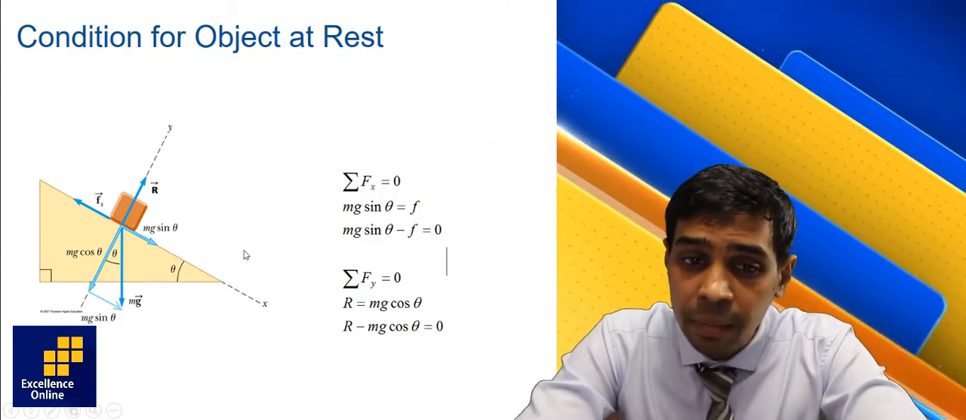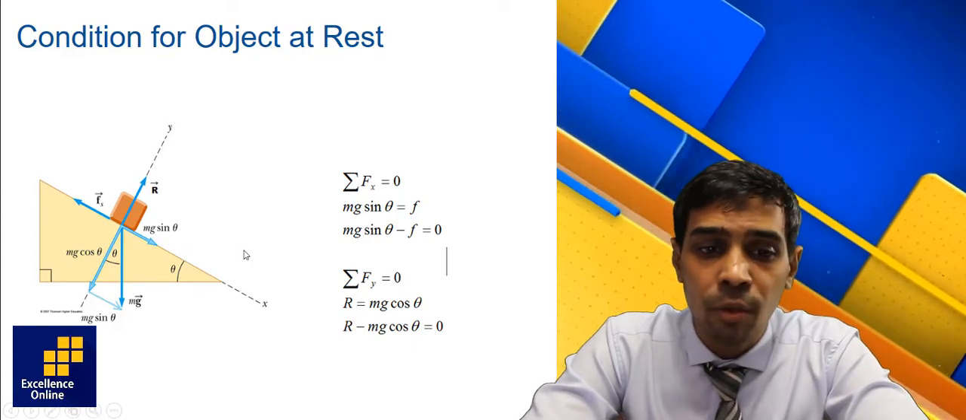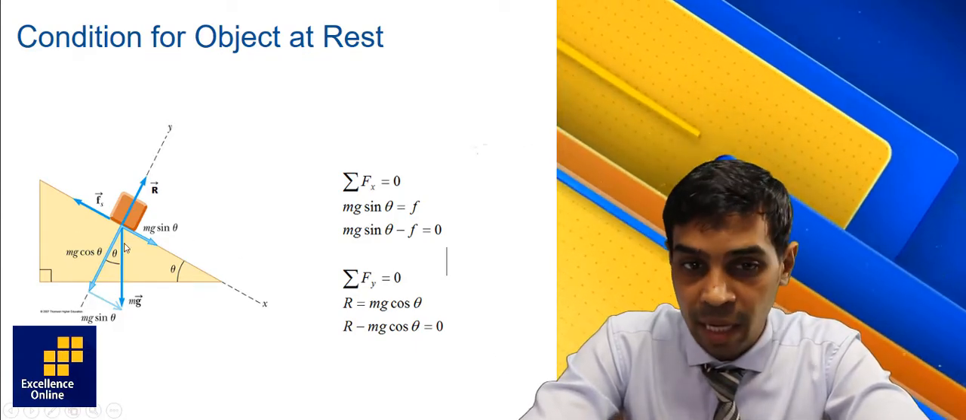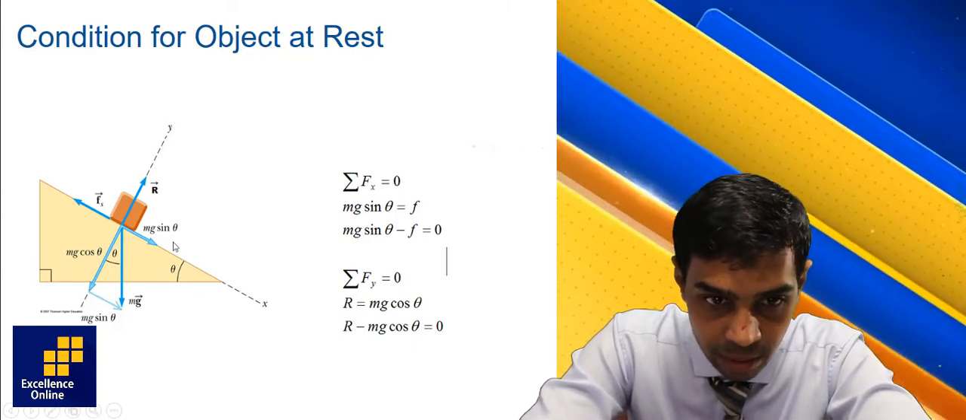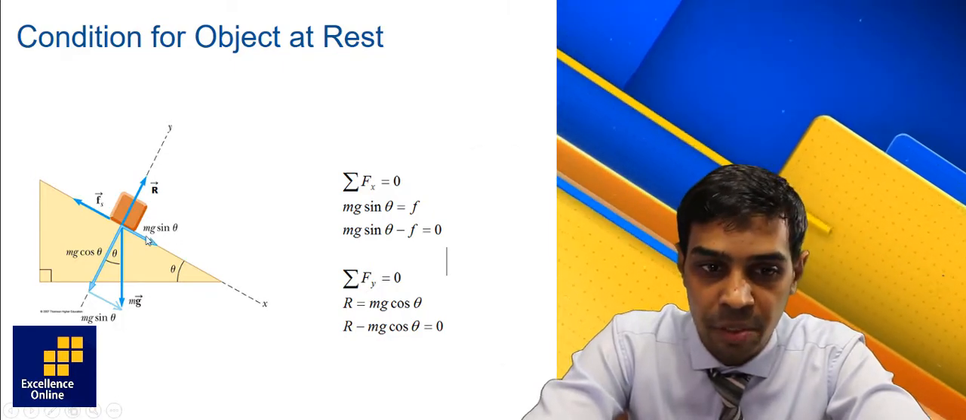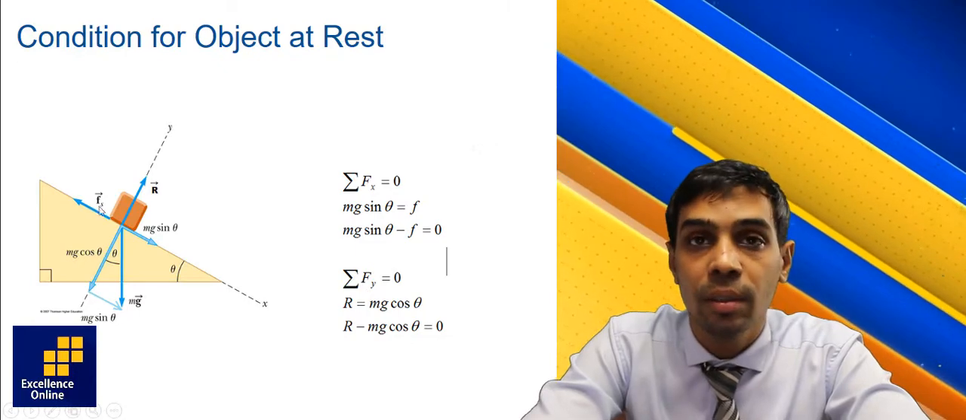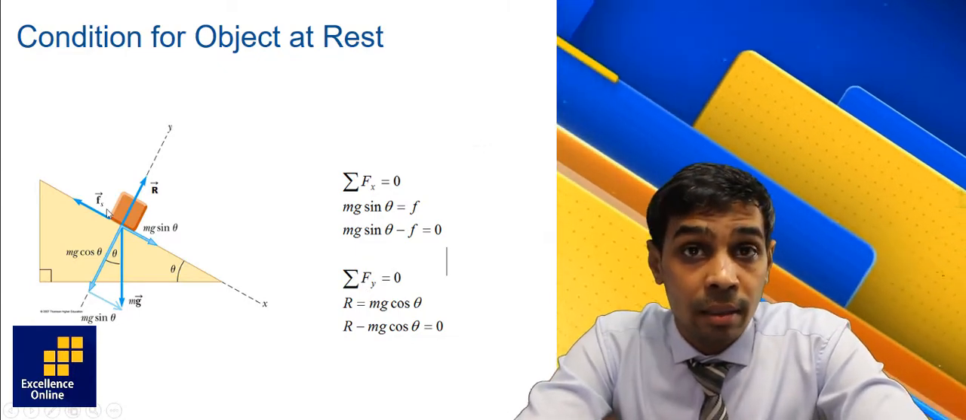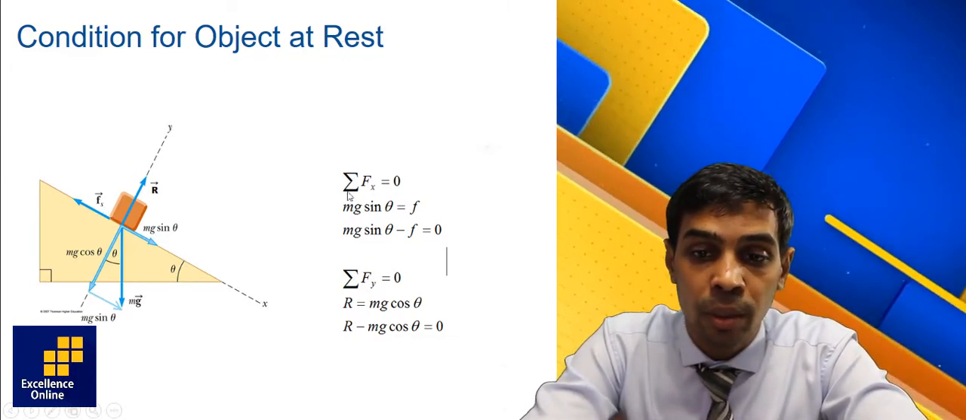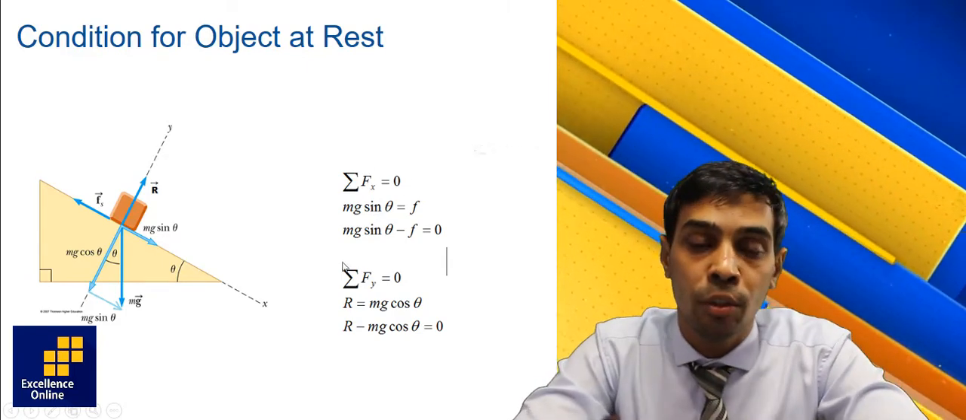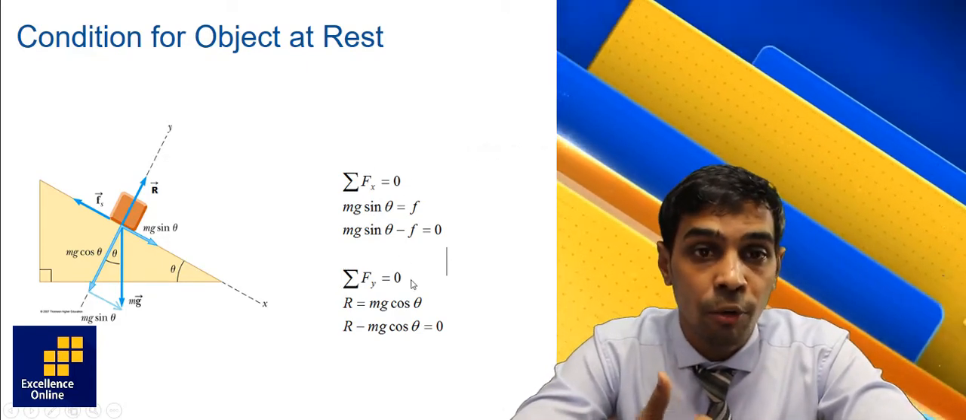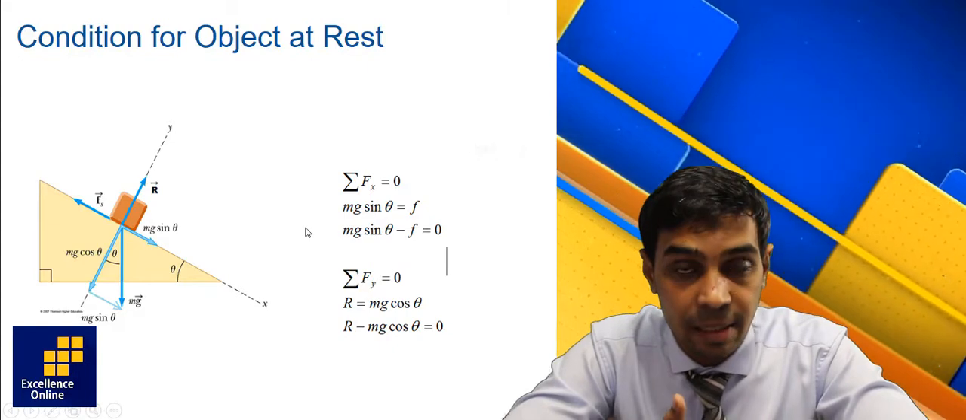Now, if we see along the x-axis, which forces can apply? Number one, mg sine theta, which is over here, as per parallelogram law. This is mg sine theta, and this is friction force. Now, the sum of all the horizontal forces should be equal to zero, and the sum of all the vertical forces should be equal to zero. This is the first condition for an object to be at rest.